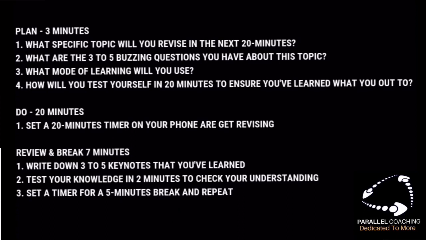Set a timer on your phone for 3 minutes and we're going to answer 4 key questions. Question number 1, what specific topic will you revise in the next 20 minutes? For example, if you're on your level 3 anatomy and physiology, you might choose module 1, the heart and circulatory system. Next, question 2, what are the 3 to 5 buzzing questions you have about this topic? Grab a notepad and pen and write down your 3 to 5 questions now.